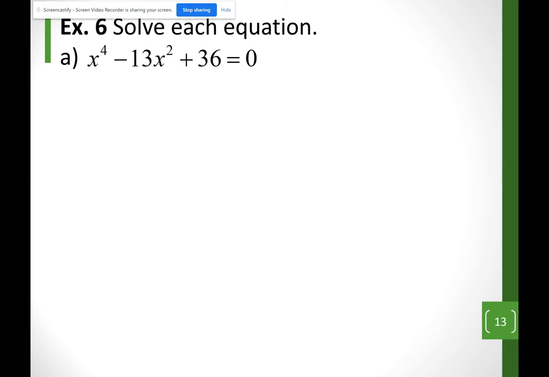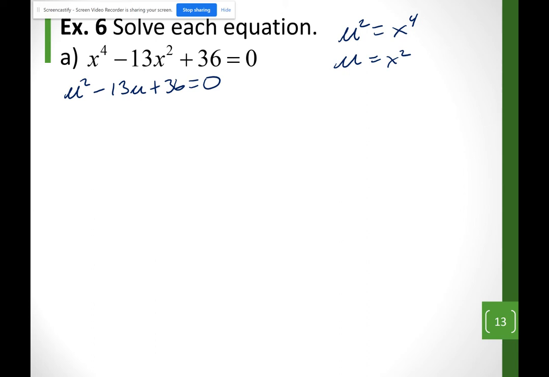Now let's actually use this. We've got to solve for this. Okay, so we know that u to the 2nd is equal to x to the 4th. So u is equal to x squared. So I'm going to let my u equal x squared. So let me rewrite this as, instead of x to the 4th, u squared minus 13u plus 36 is equal to 0.